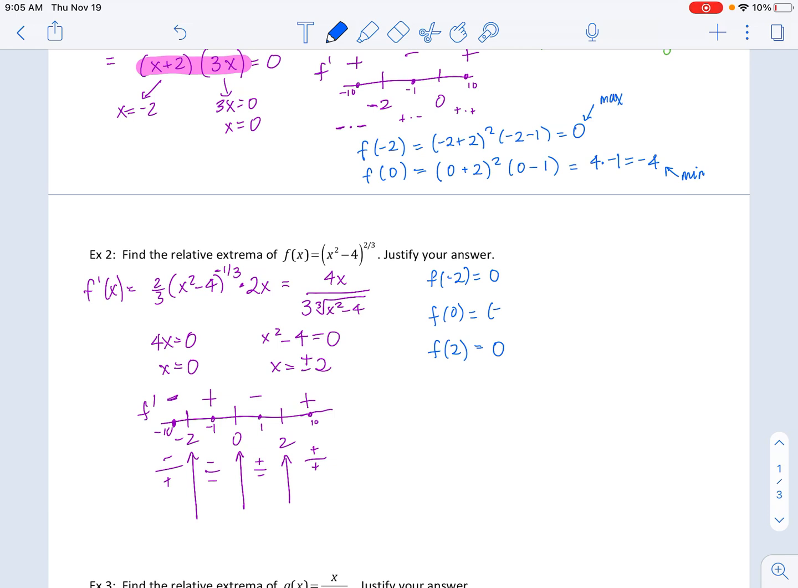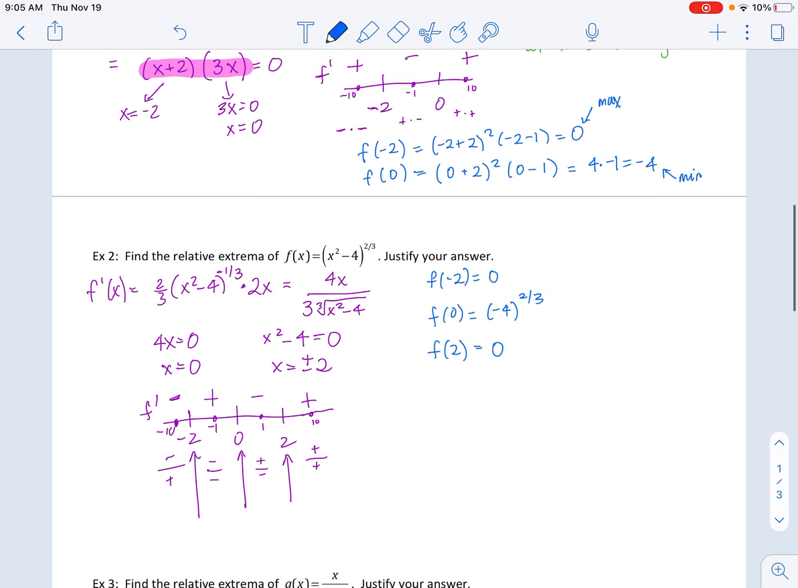f of 0 is basically negative 4 to the 2/3 power, which you can leave that way. I guess you could also call that the cube root of 16. It doesn't work out to be a nice number. It just literally is the cube root of 16.